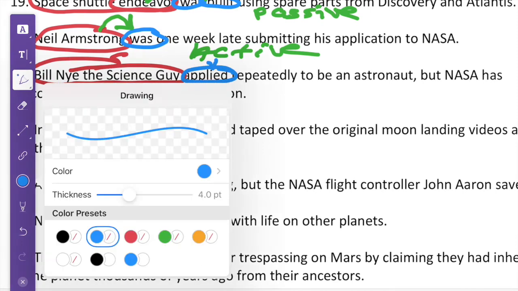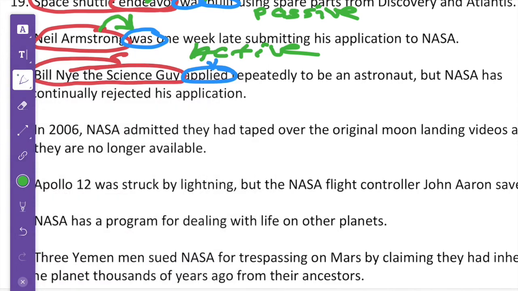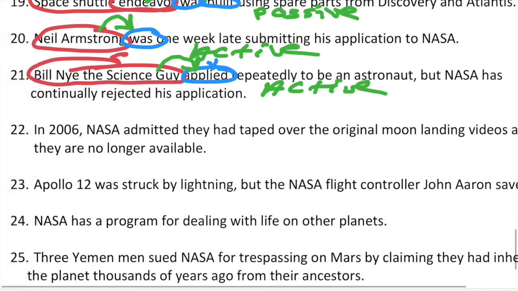We have one verb here. There's no helper, so that means it has to be active, but let's double check. Bill Nye the Science Guy, is he the one applying? Yes, he's the one that's applying. Okay, great. Our arrow's going forward, so since it's going forward, this is active voice. Okay, we're doing great. We're almost there.